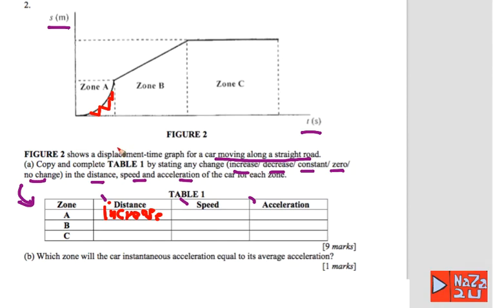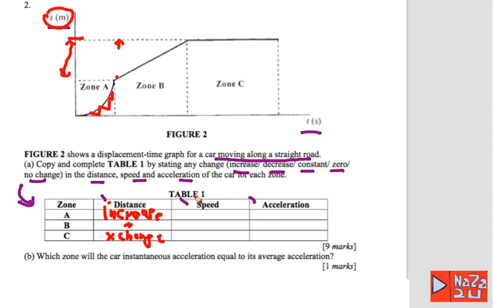And at zone B, from the initial position to the final position, we have an increase of displacement. So at zone B it is also an increase. At zone C we have a horizontal line, meaning we have a fixed value of displacement. So at zone C, the distance has no change, right?